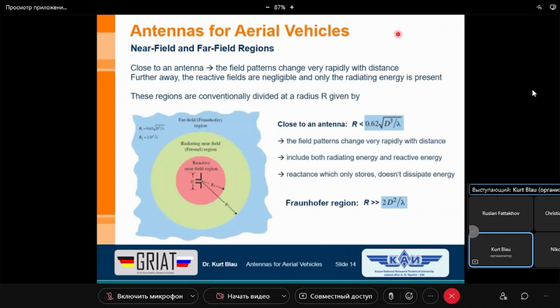If we look now at, let's say, the environment of the antenna itself, let's stay here with a very small dipole. A very small dipole is also mentioned in the literature as a Hertzian dipole, but we will discuss this later on. Close to the antenna, what I have shown in the last movie, the field patterns change very rapidly with distance. And if we have a certain distance from the antenna itself, then the so-called reactive part of the fields is negligible.